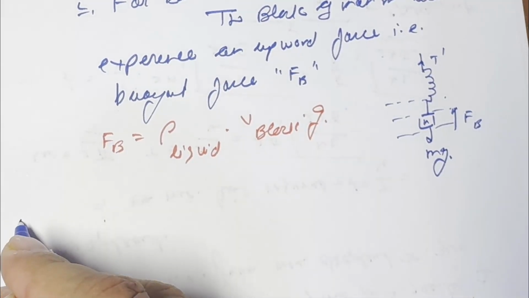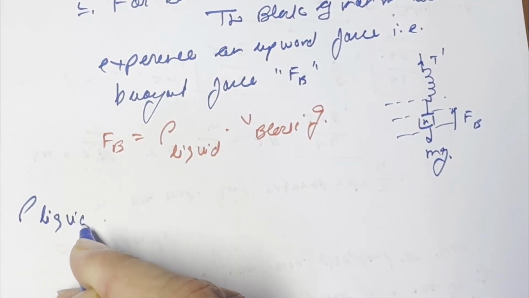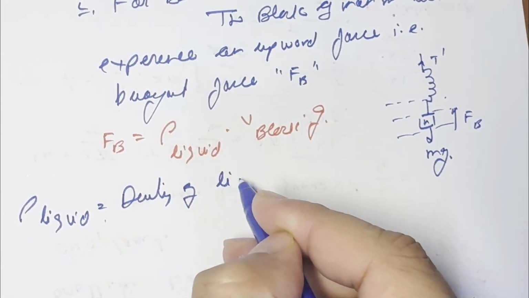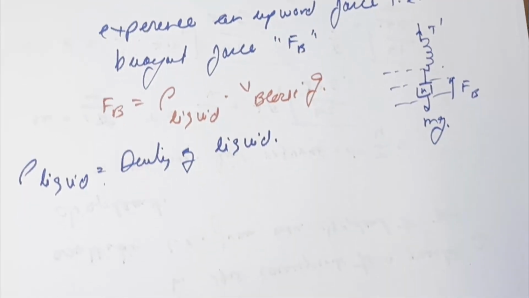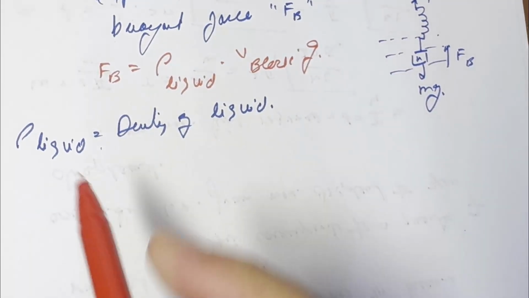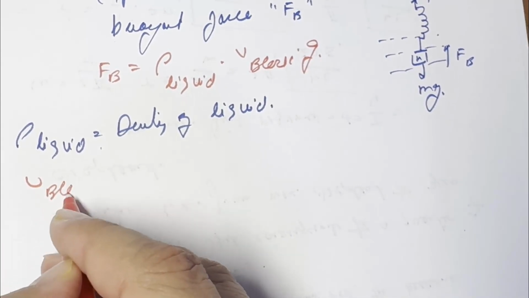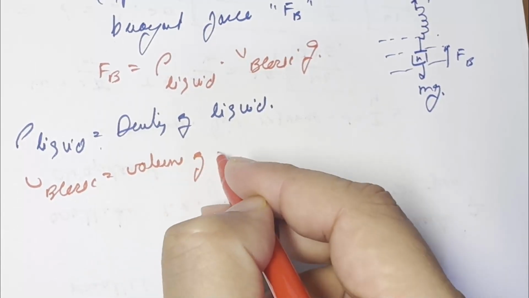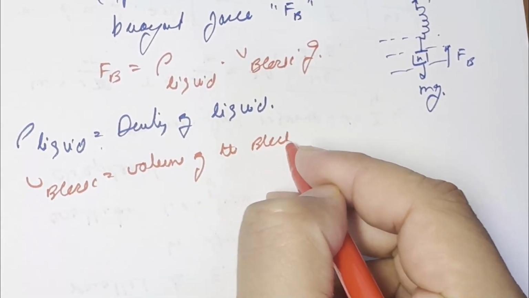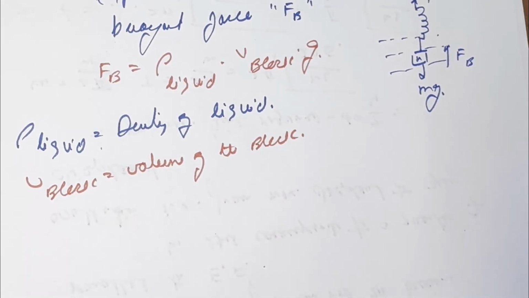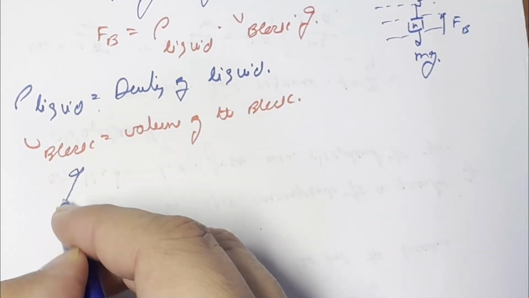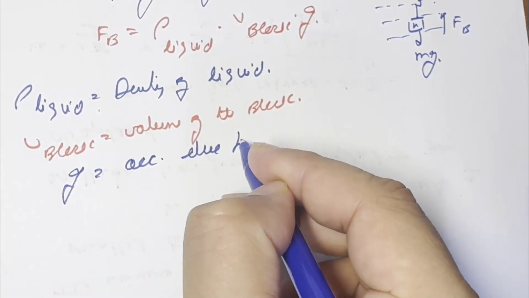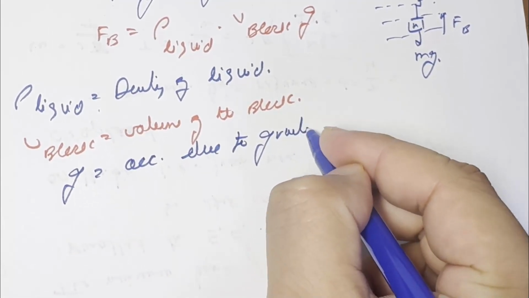where rho liquid is the density of the liquid, V block is the volume of the block, and g is the acceleration due to gravity.